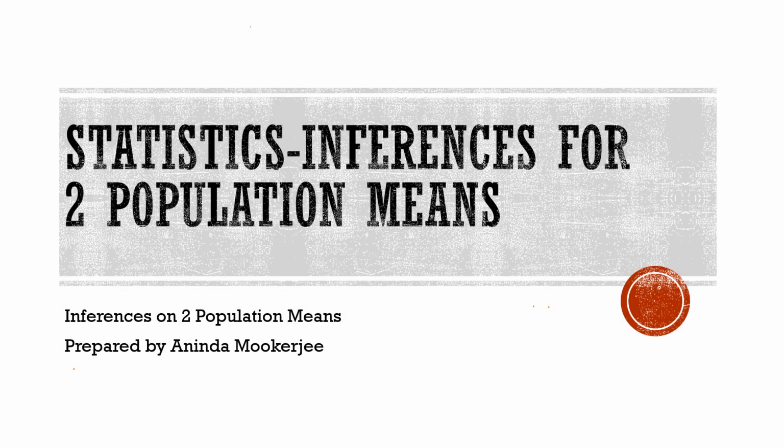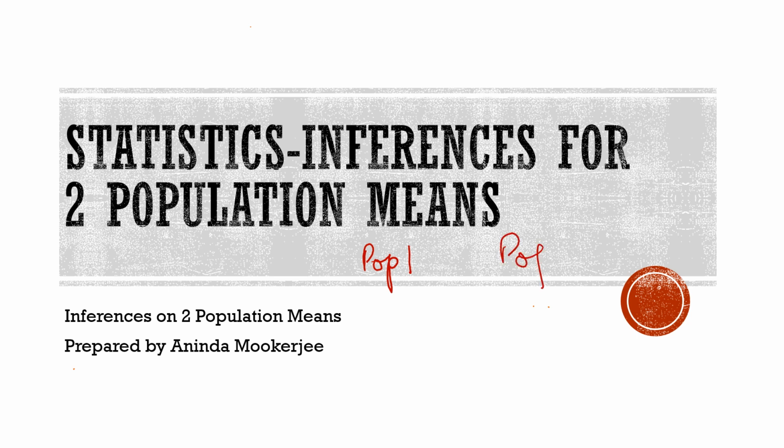Hello everyone. We are now going to begin our lecture on drawing inferences for two population means. We previously learned how to draw inferences from one population. However, this time we will be studying two different populations. So there's going to be two separate populations which we will call population 1 and population 2.